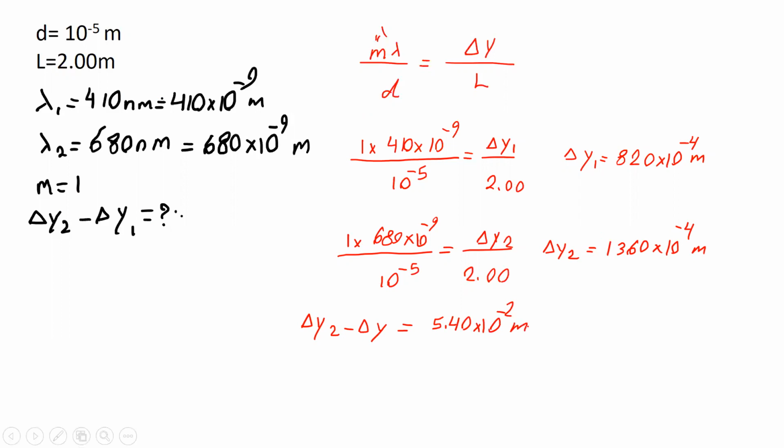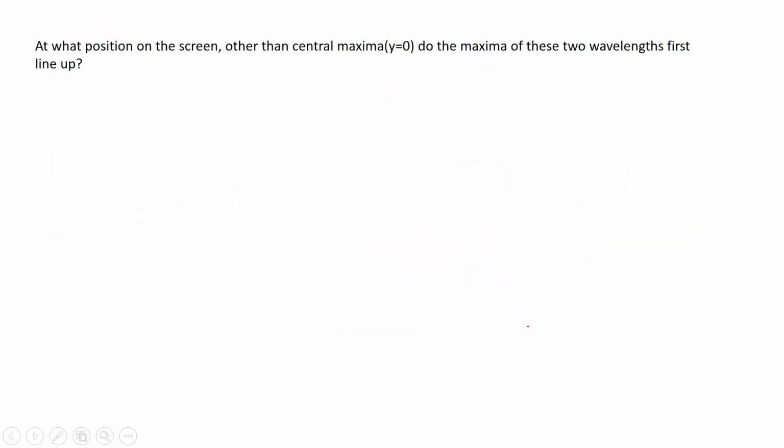Okay, let's go through the second part of the problem. At what position on the screen other than the central maxima? Because we know at the central maxima we have constructive interference for all wavelengths. The question is asking, at what position on the screen other than the central maxima do the maxima of these two wavelengths first line up?